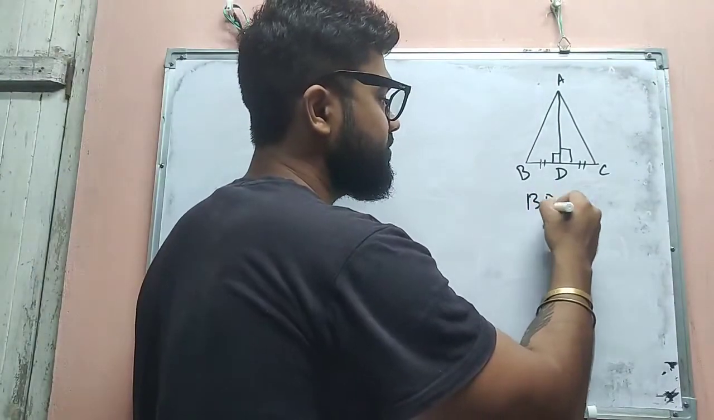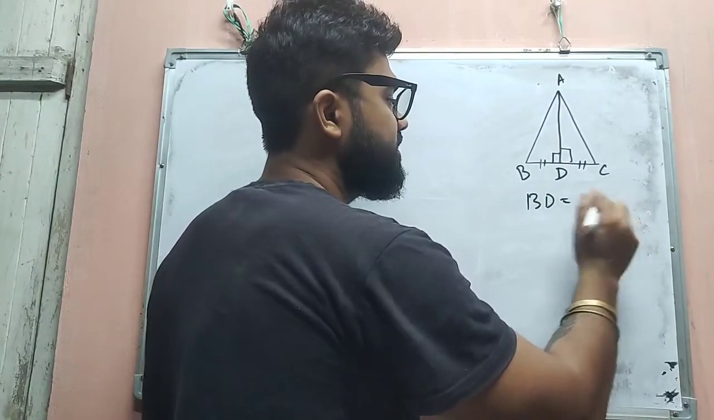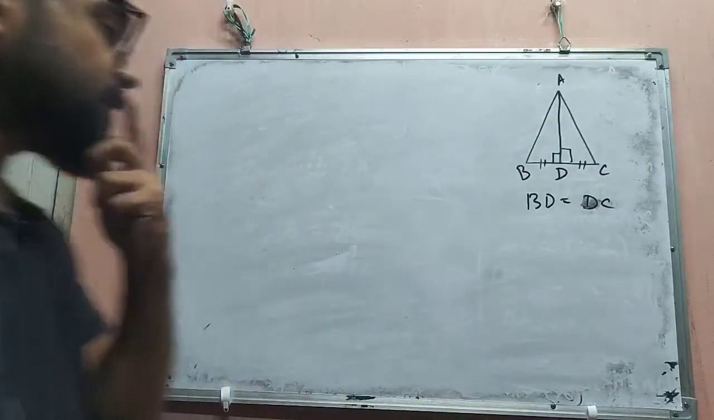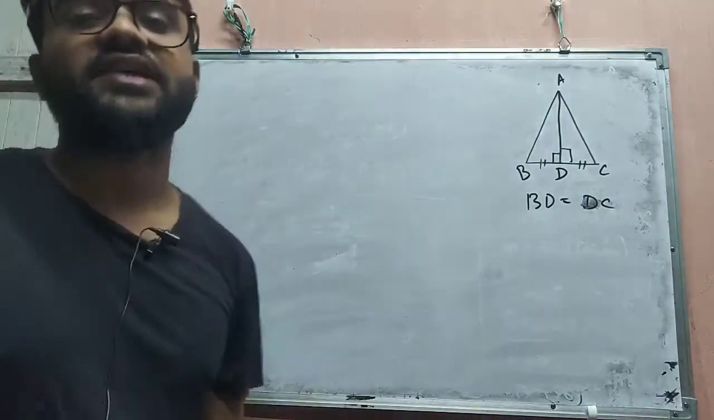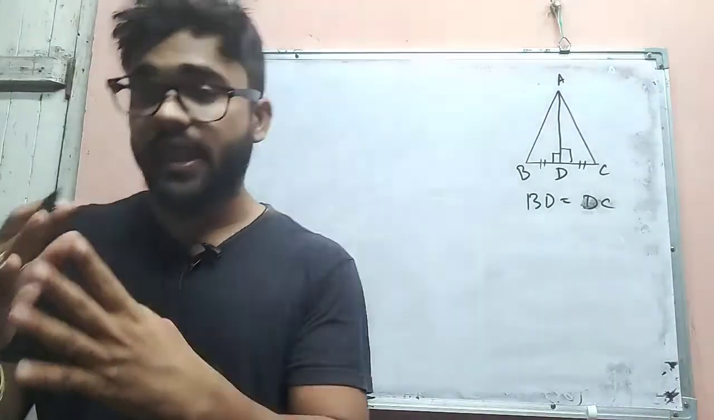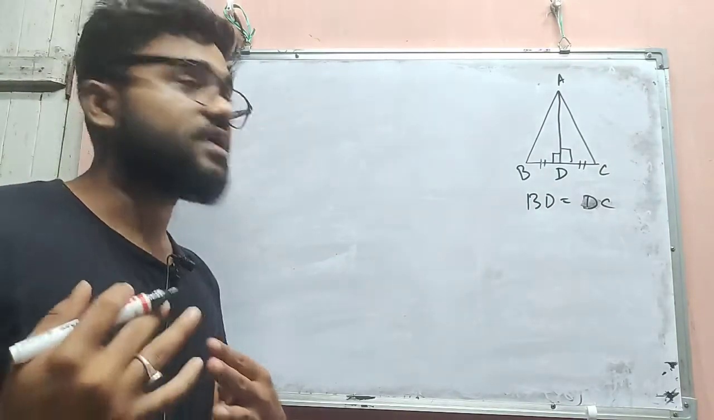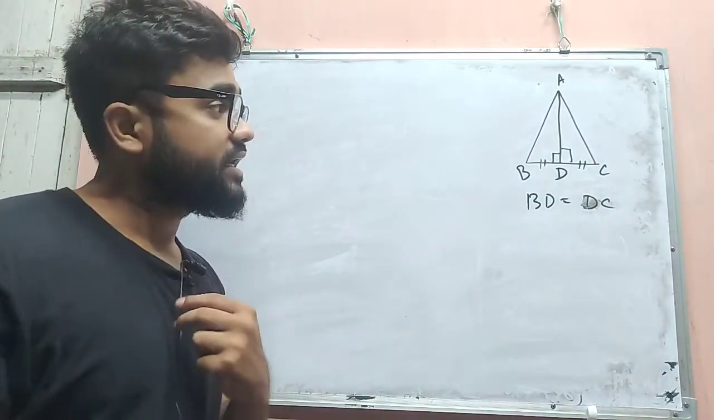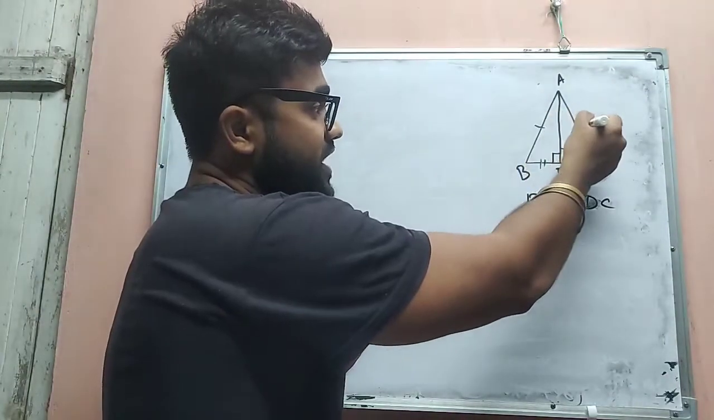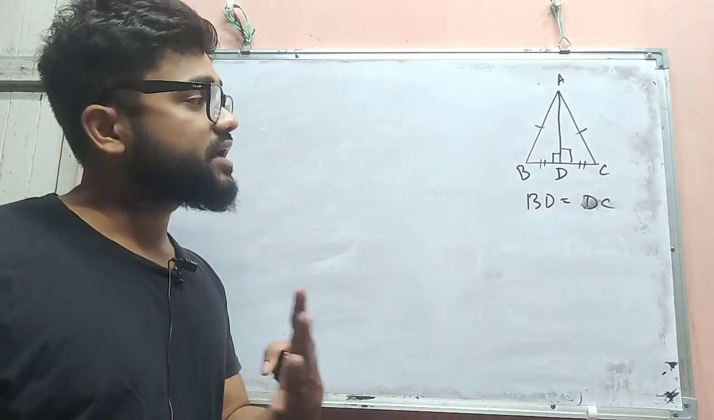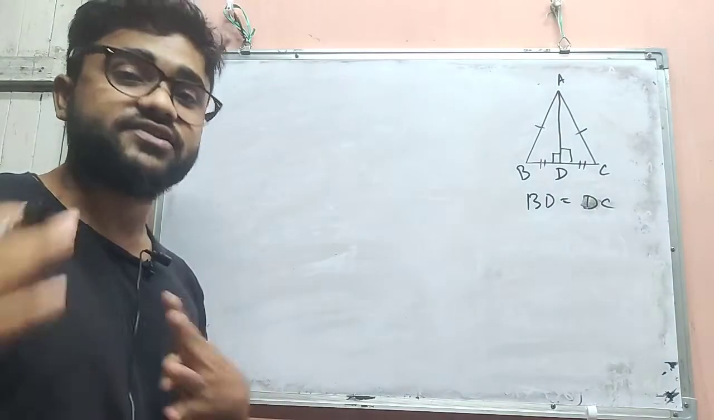That means BD and DC will be divided in equal portions. You can write BD equal to DC because it is a perpendicular bisector. And we are asked to prove that ABC is an isosceles triangle. In the beginning of my class, I reminded you that an isosceles triangle is one where two sides are equal. That means we are asked to prove AB equal to AC. If we prove AB equal to AC, then we can say that ABC is an isosceles triangle.